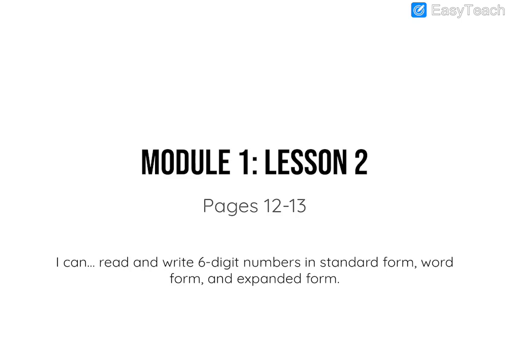Our I Can statement for this lesson is: I can read and write 6-digit numbers in standard form, word form, and expanded form. So we know right away from reading this I Can statement that we're going to be focusing on some key vocabulary words today: standard form, word form, and expanded form. If you aren't sure of those yet, make sure you're learning that vocabulary in this lesson.